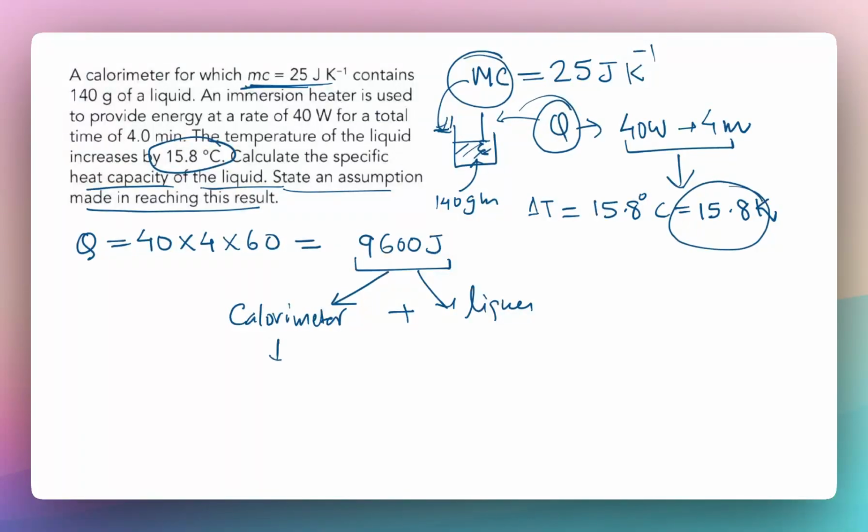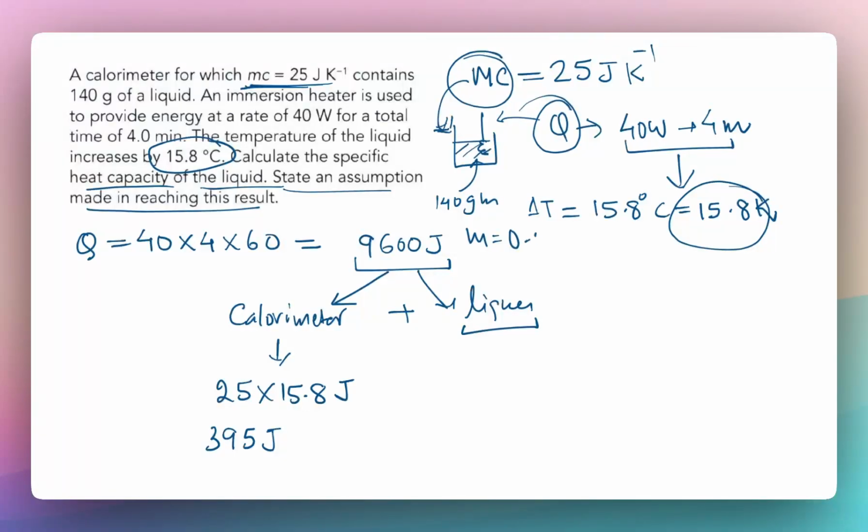For the calorimeter, mc is already known, and we now know the delta T. So the calorimeter will consume basically 25 multiplied by 15.8 joules. Pretty straightforward. And that will be 395 joules.